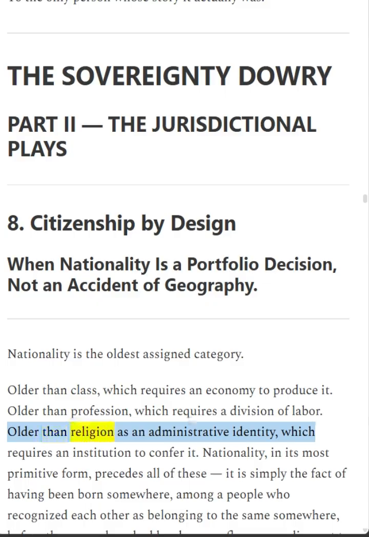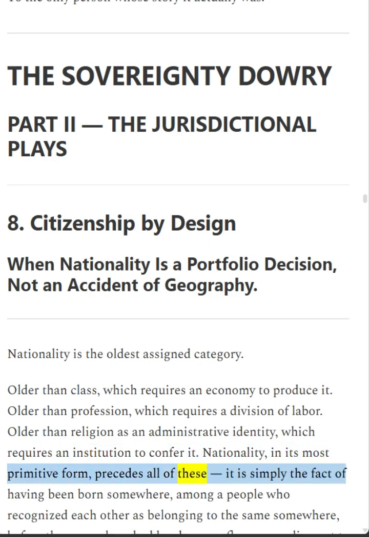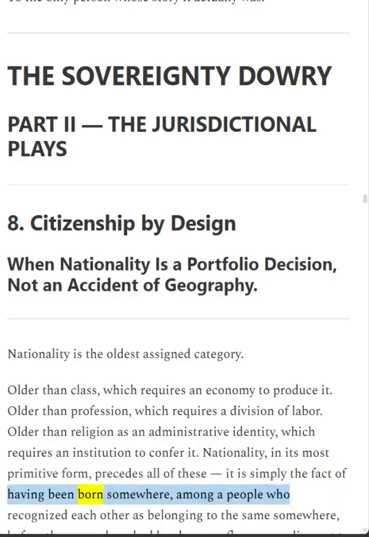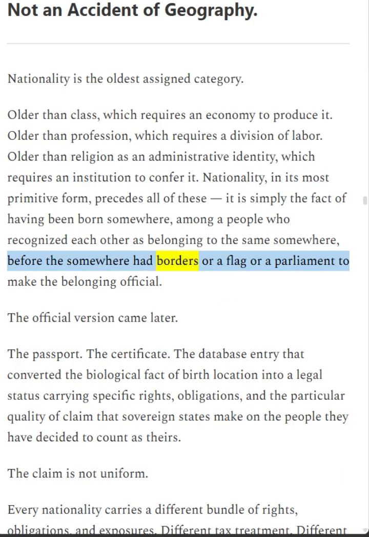Older than religion as an administrative identity, which requires an institution to confer it. Nationality, in its most primitive form, precedes all of these. It is simply the fact of having been born somewhere, among a people who recognized each other as belonging to the same somewhere, before the somewhere had borders or a flag or a parliament to make the belonging official. The official version came later.